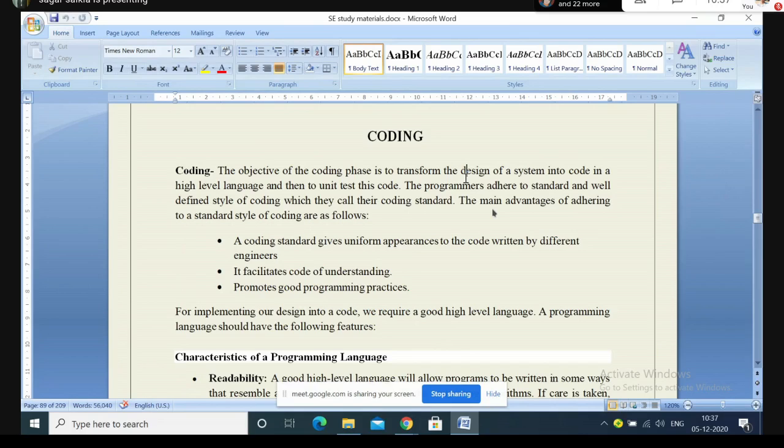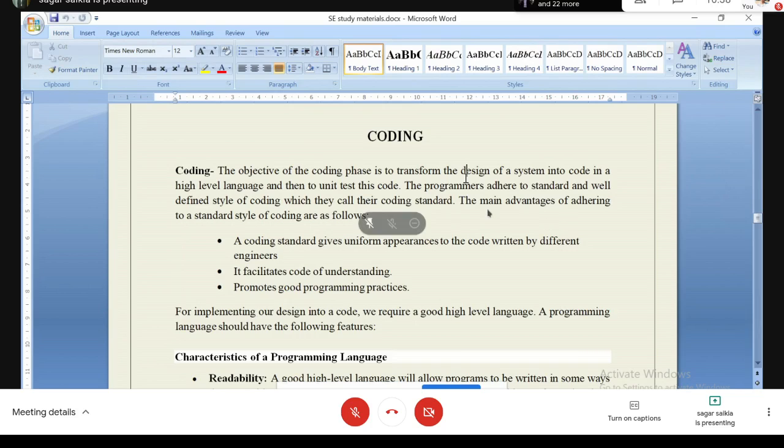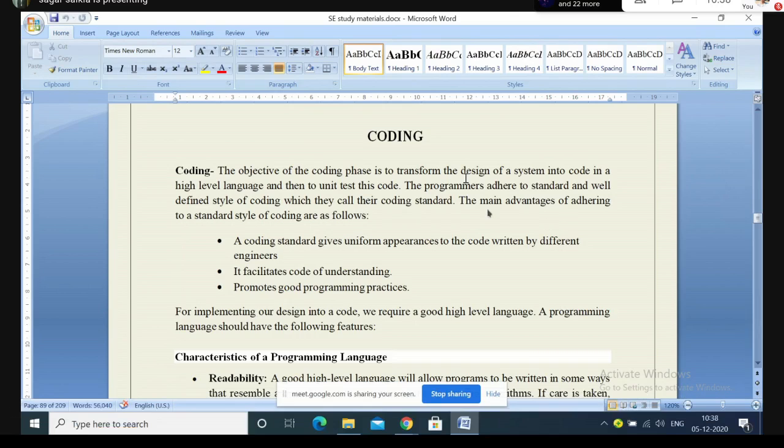Whenever programmers enter the coding phase, they need to know the standards, the syntax, and the ins and outs of the programming language that they will be using. The main advantage of knowing these standards of any coding style that you are following is that it helps you to understand the code, and it also strengthens your programming skills.